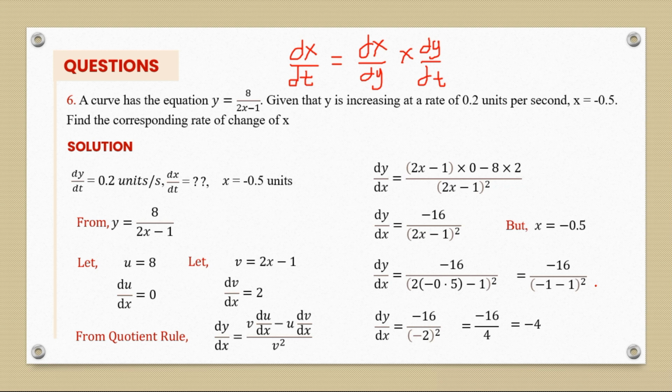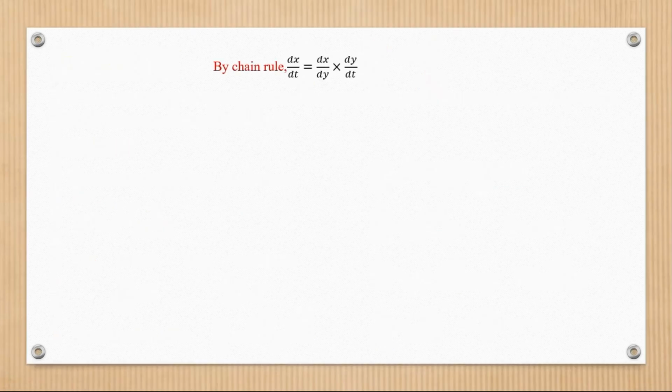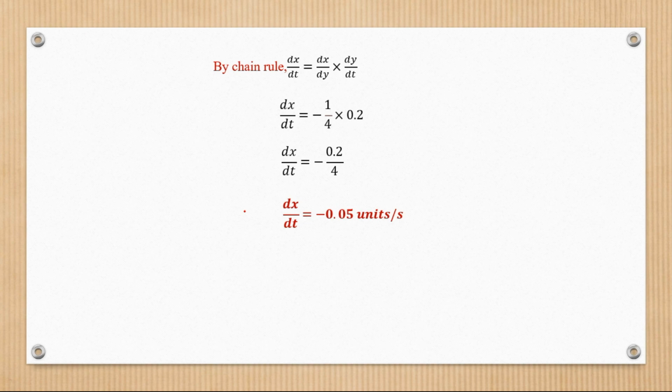So now that I know dy/dx, I can say that dx/dy is simply this inverse. So this is dx/dy, which is basically going to be equal to 1 over negative 4, and then I already know what the dy/dt value is right here. So therefore, from the chain rule, dx/dt shall be equal to dx/dy times dy/dt. So plug those values in and I'll have dx/dt being equal to negative a quarter times 0.2, and the answer shall be negative 0.05 units per second.